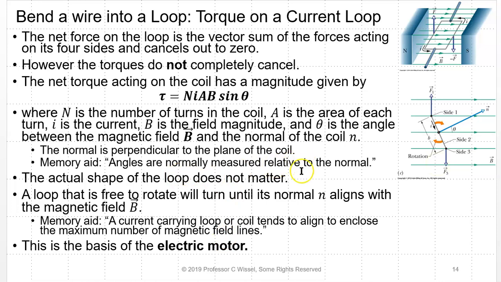So the normal is perpendicular to the plane of the coil, and a memory aid is angles are normally measured relative to the normal. The actual shape of the loop does not matter, only the area matters. A loop that is free to rotate will turn until its normal N aligns with the magnetic field B. So a memory aid for this is a current carrying loop or coil tends to align to enclose the maximum number of magnetic field lines. And this is the basis of the electric motor.